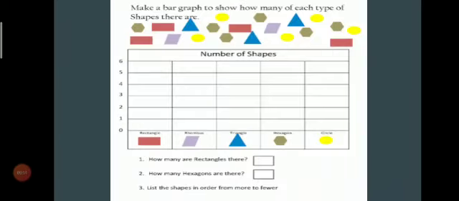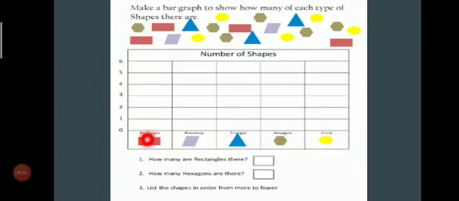Now move on to the next one. This is another bar graph. Make a bar graph to show how many of each type of shape there are. This is very easy. You have to just look at here. On the x-axis there are the number of shapes and these are shapes. We have to count the shapes and color the areas.